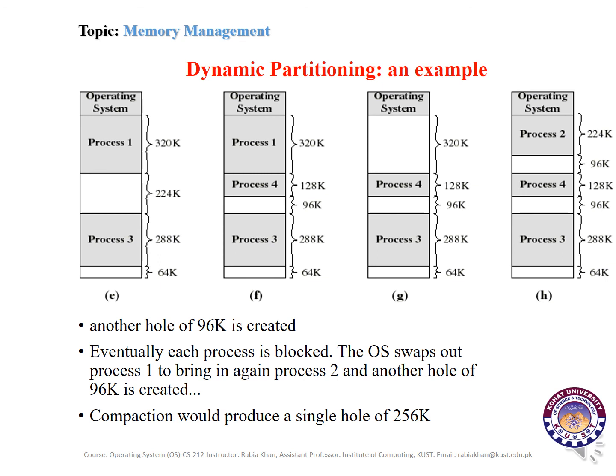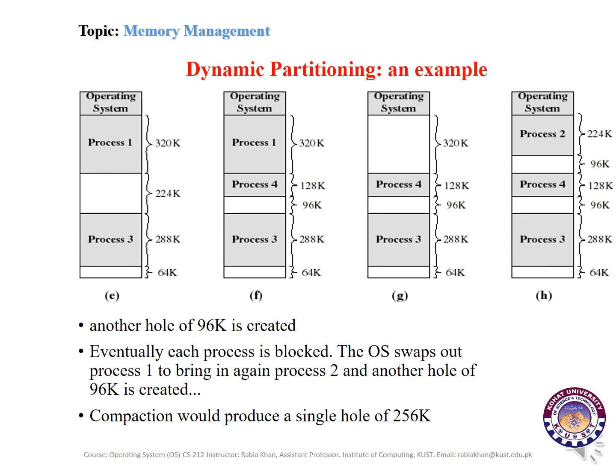Process 4 has 128 KB size, so it will not occupy all of the 224 KB partition. Rather, another partition of 128 KB is created within this 224 KB partition. So you can see a hole of 96 KB formed in figure F. This 96 KB hole is too small to hold any other process. Now, for example, process 2 is required to be brought in again, and there is not enough space available in memory.